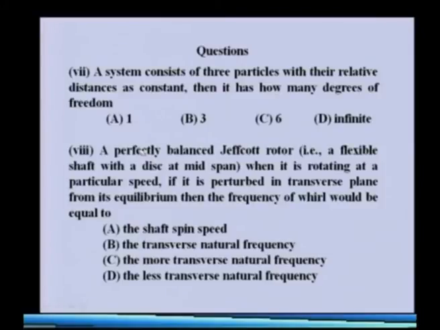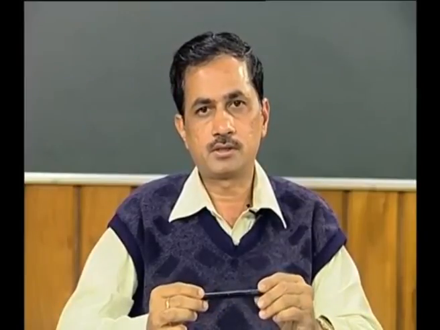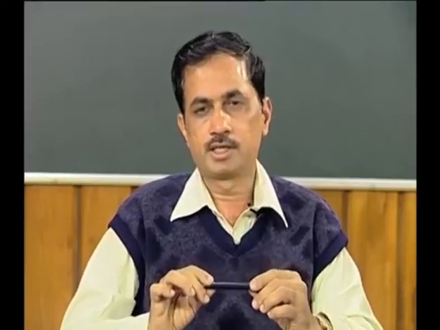Now, a perfectly balanced Jeffcott rotor. We already know a Jeffcott rotor is a flexible shaft with a disc at mid span, with simply supported conditions at the ends of the shaft. When it is rotating at a particular speed and is perturbed in the transverse plane from its equilibrium, what would the frequency of whirling be? In this case, the Jeffcott rotor is perfectly balanced. There is no unbalance in the rotor and it is spinning at very high speed.